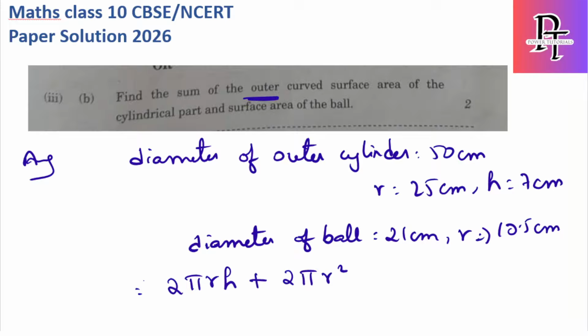Surface area of sphere is 4 pi r square, it's not 2 pi r square. I'm sorry, I got a cold. It's fine. Let's substitute the formula.